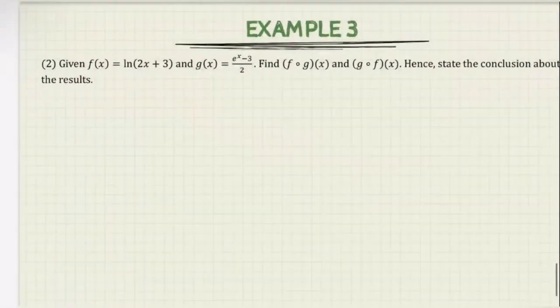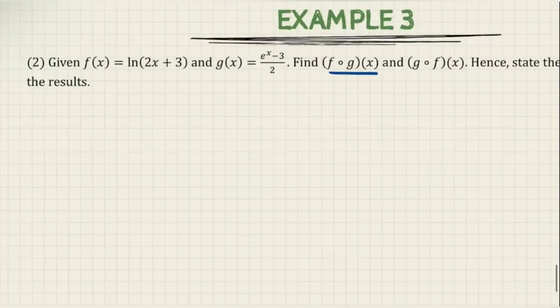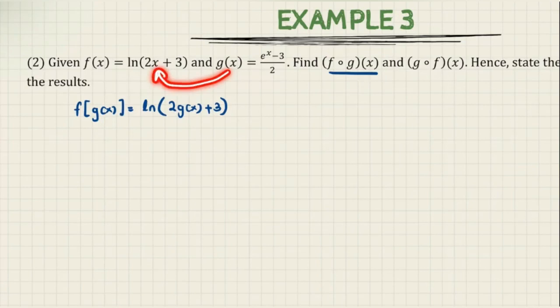So let's find out the composite of fg. Okay, so f g of x bermaksud kita akan gantikan g dalam f. So ln of 2 gx tambah 3. Kan, saya masukkan g dekat dalam f, fg. Okay, now saya gantikan g dengan function g. G kita adalah e of x tolak 3 per 2, tambah 3.